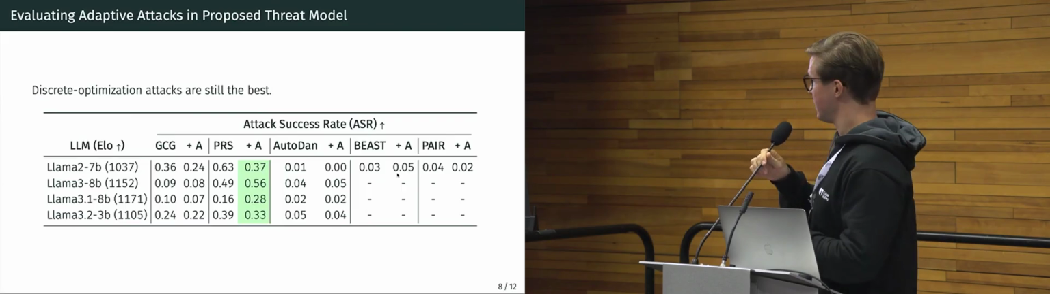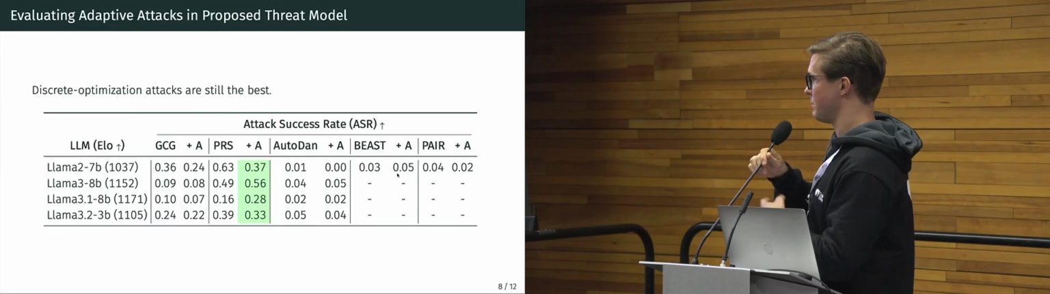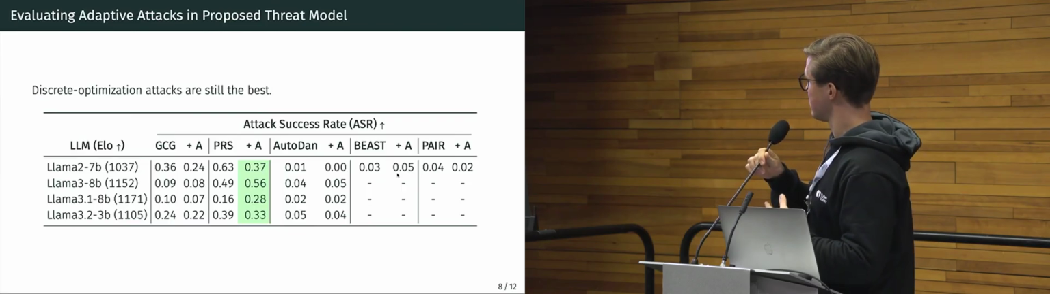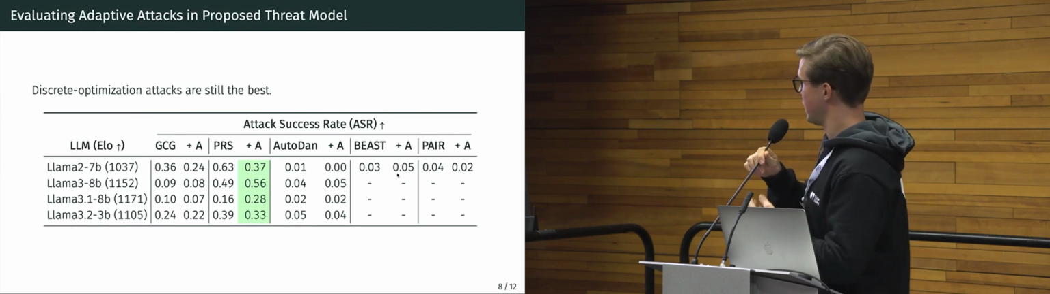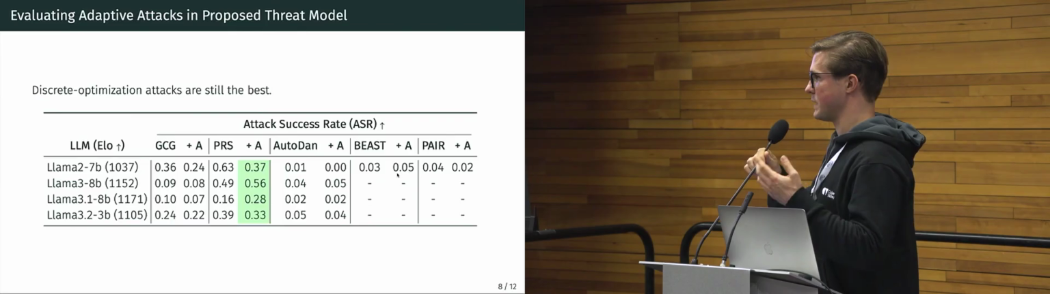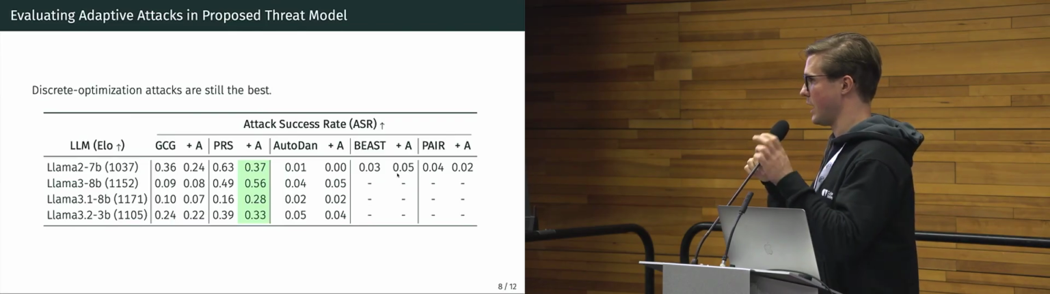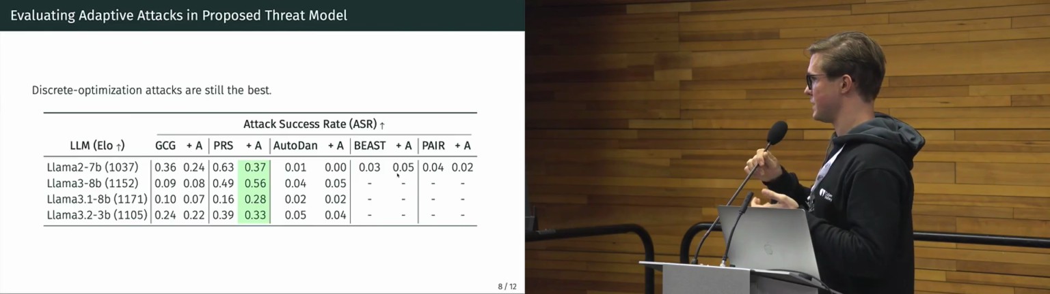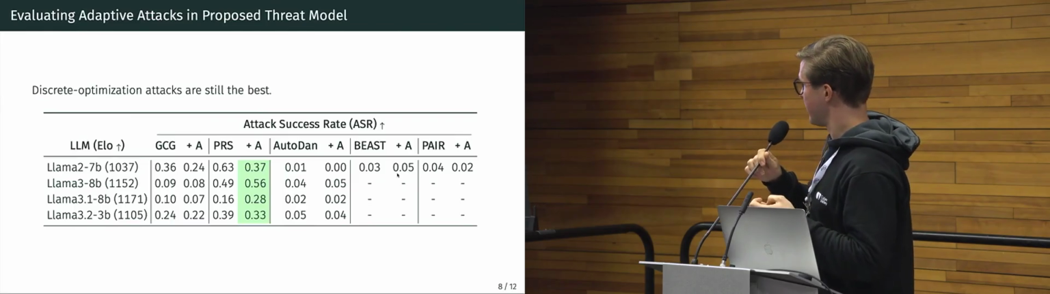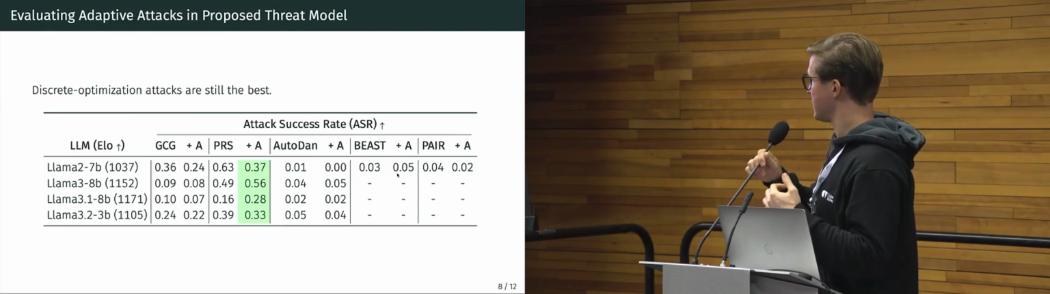One of the statements is that discrete optimization attacks, such as PRS and GCG, are actually the best in the threat model. Before, many people went in the direction of creating attacks such as AutoDAN, BEAST, and PAIR, considering only perplexity and saying that GCG and PRS, these very high perplexity attacks, are not important because they can be easily detected. They might not be: with the correct threat model, when you can adapt to it and create lower perplexity, more realistic attacks, they are the best performing ones.